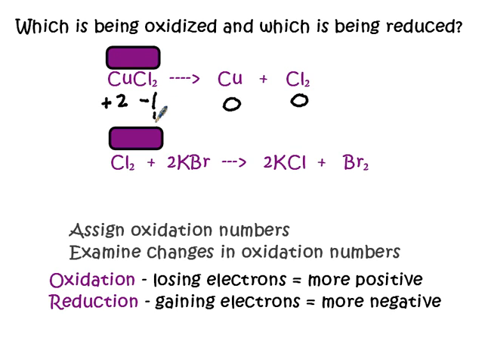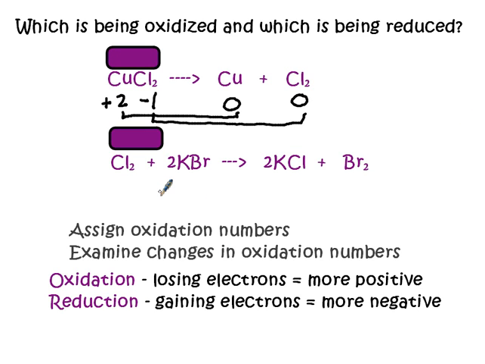So I went from -1 to 0. That looks like it became more positive. Here I went from -1 to 0, and it became more positive. So since it's becoming more positive, I'm going to assume that it is losing electrons, and that's oxidation. The copper went from +2 to a 0, so it's becoming more negative. Therefore, it must be gaining electrons or undergoing reduction.